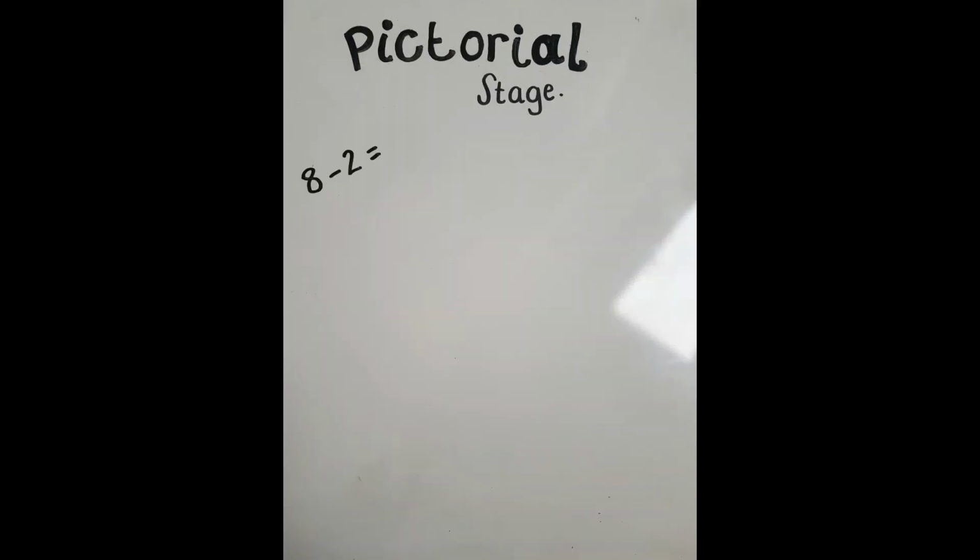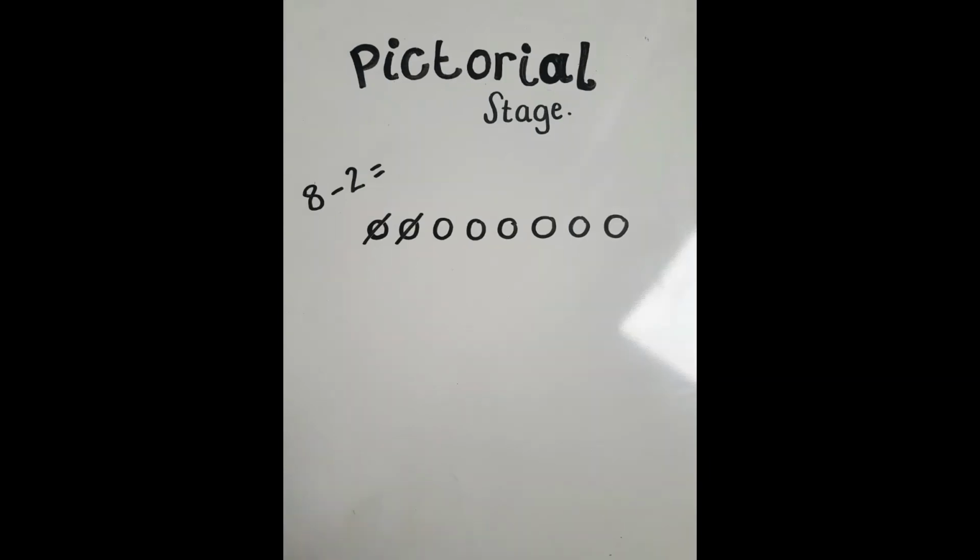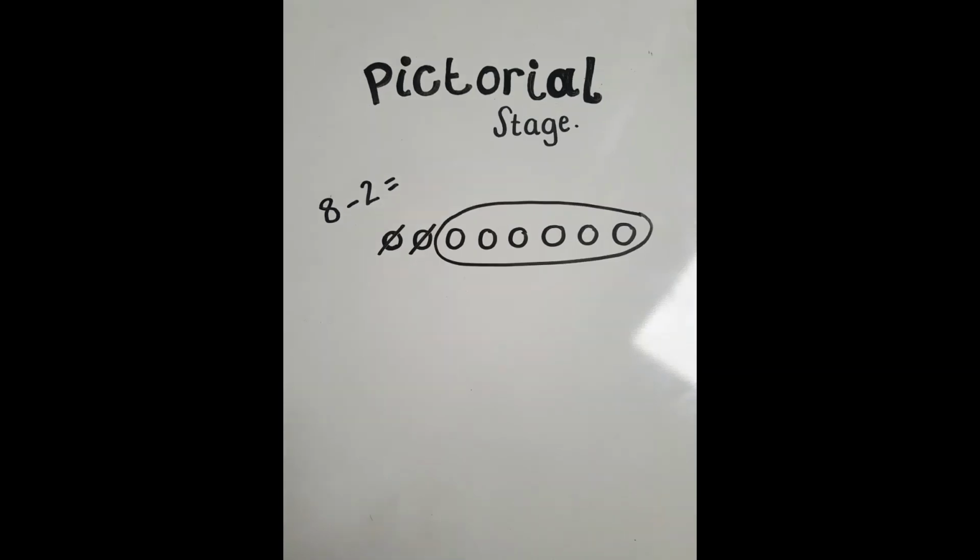So again, looking at 8 take away 2, I've drawn circles that represent my jelly beans. I then cross out 2 to show that they've been taken away. I then count how many I have left, and again I find the answer is 6.